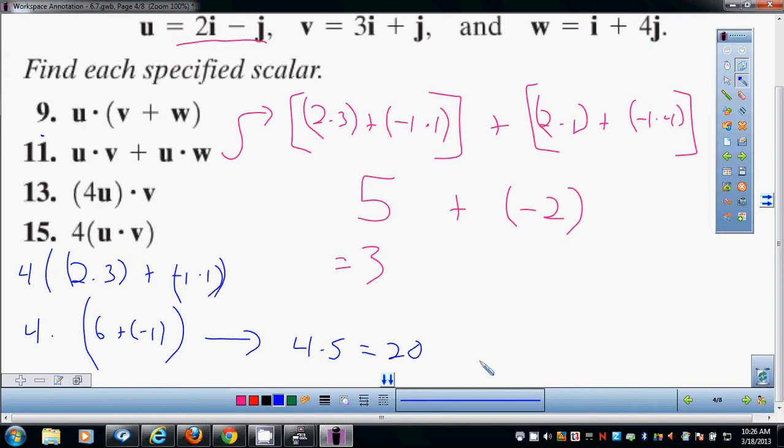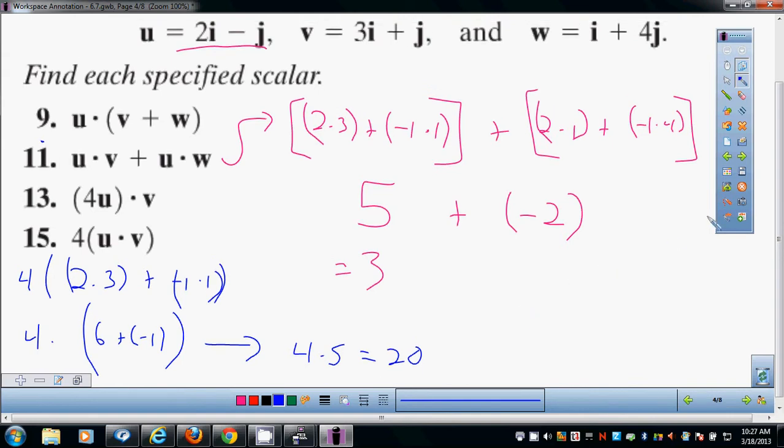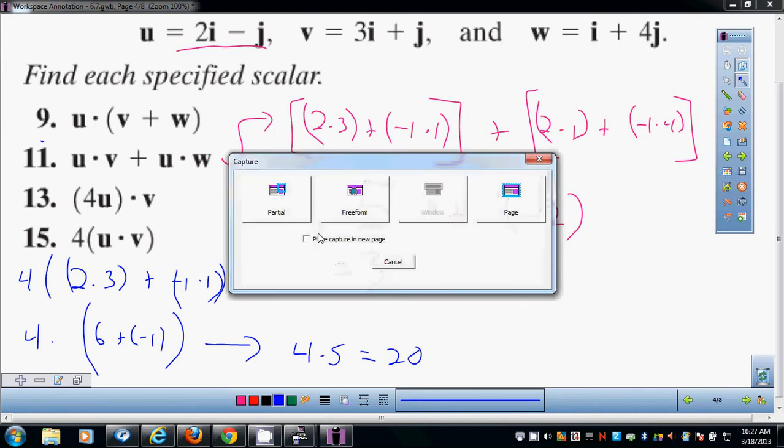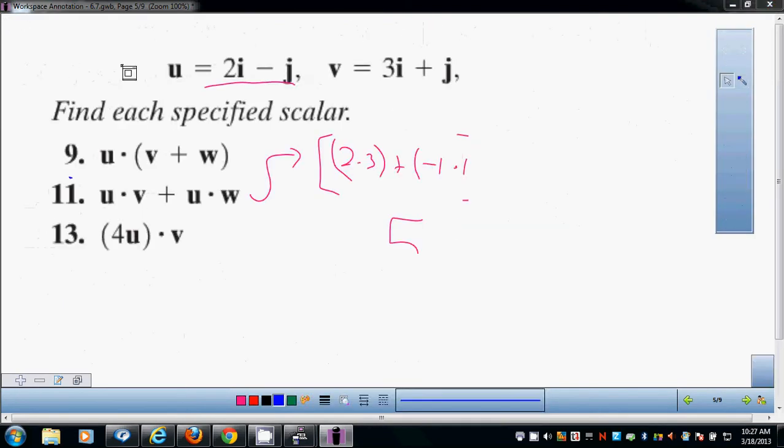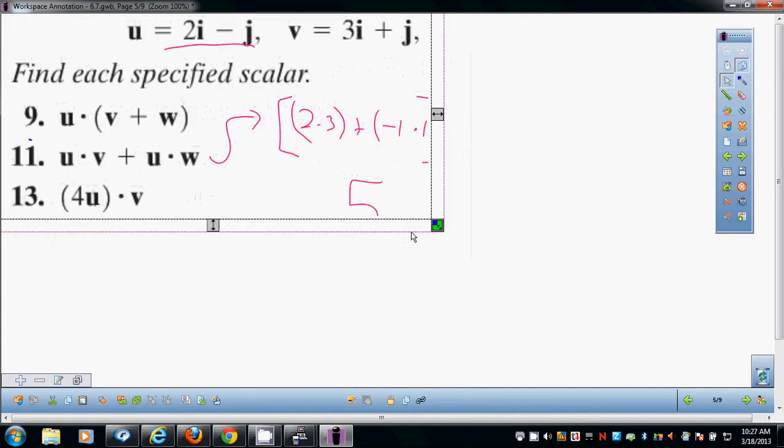13? Sure. Absolutely. 13. Well, I'm going to take more with me than I need to, but I'm going to take this to a separate slide. 13. Let's get rid of everything we don't need here. All of that. Okay.